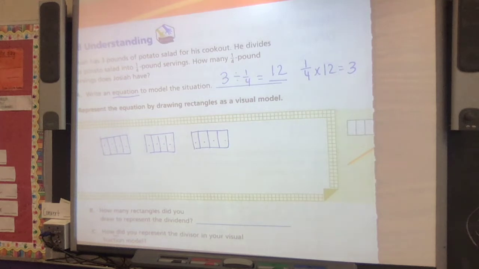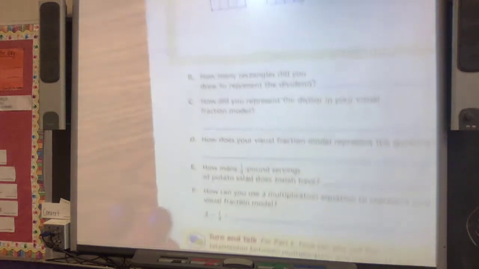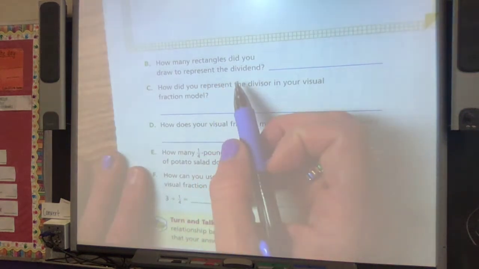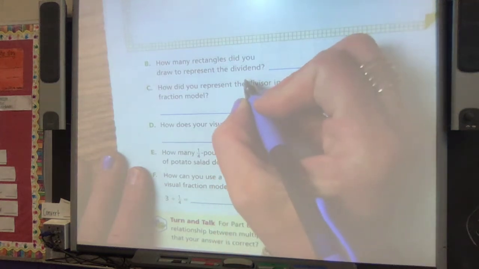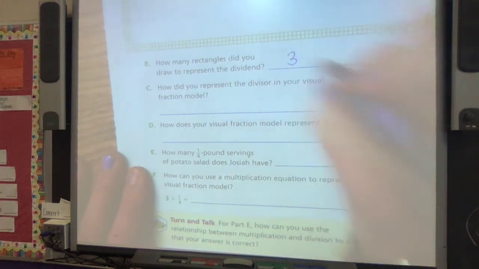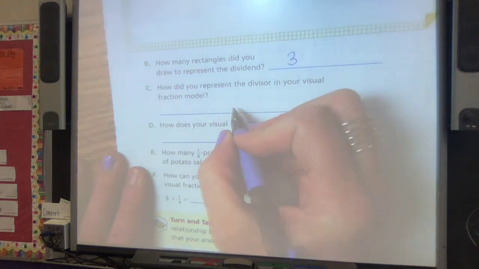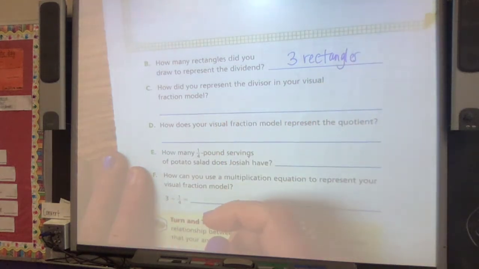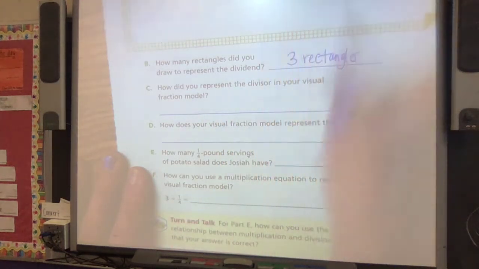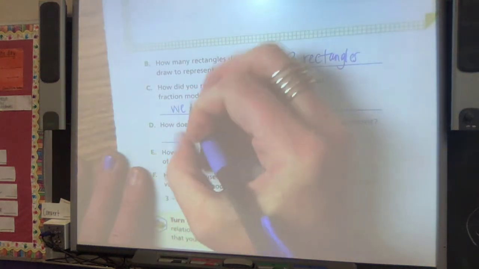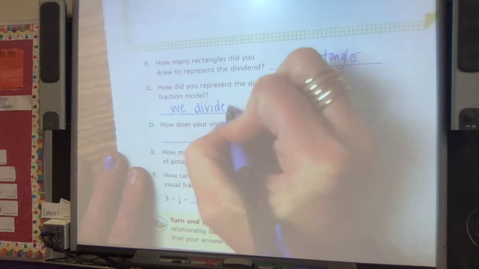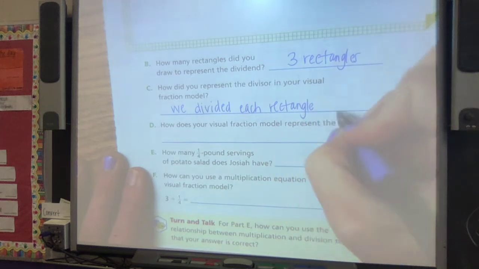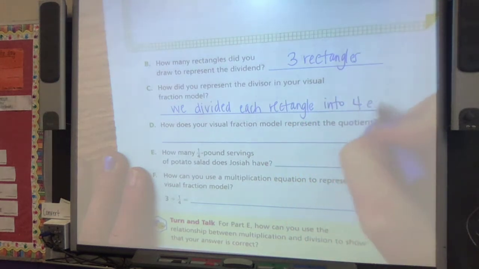Alright, let's look at B, C, D, E, F. How many rectangles did you draw to represent the dividend? The dividend. Remember, this is the thing being divided. So we drew 3 rectangles. How did you represent the divisor? Divisor, what you're dividing by. We divided each rectangle into 4 equal parts.